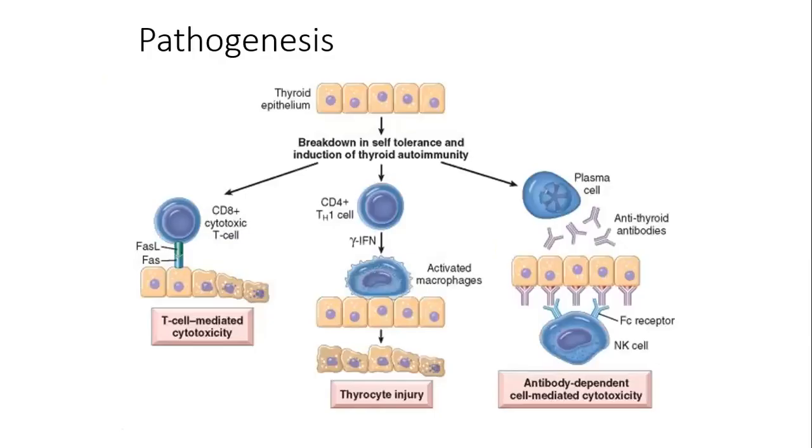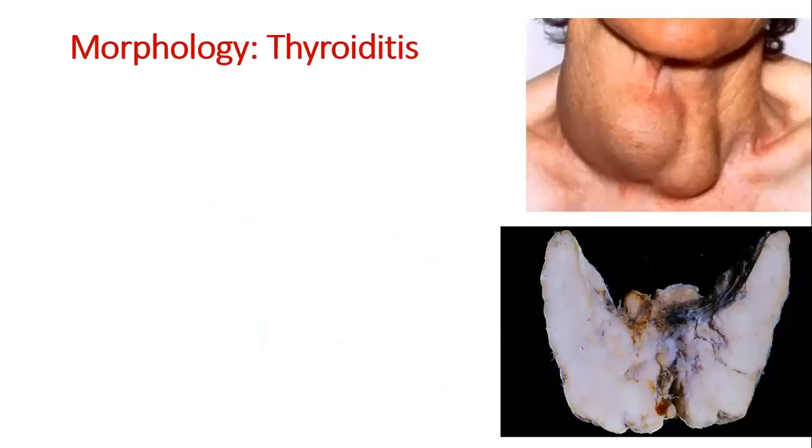So pathogenesis: what happens is a breakdown of self-tolerance in the thyroid epithelium by an autoimmune condition, inducing thyroid antibodies and CD3, CD8 responses. That stimulates CD8 cells and CD4 cells, which activate macrophages and have a cytotoxic effect on thyrocytes, the thyroid follicular epithelium, and antibody-dependent cell-mediated toxicity happens also. Anti-thyroid antibodies, all this causes destruction of the thyroid gland.